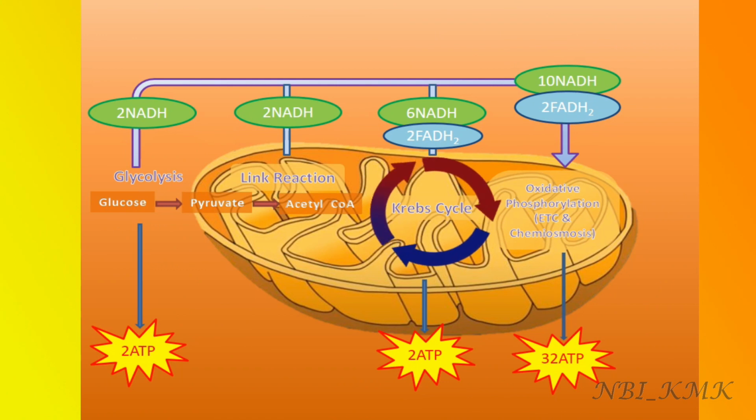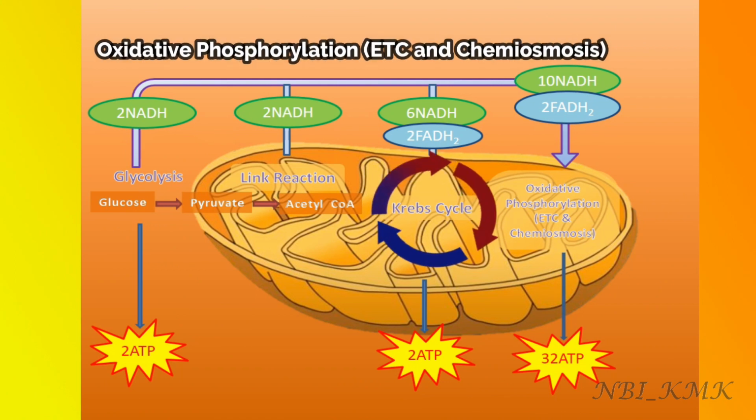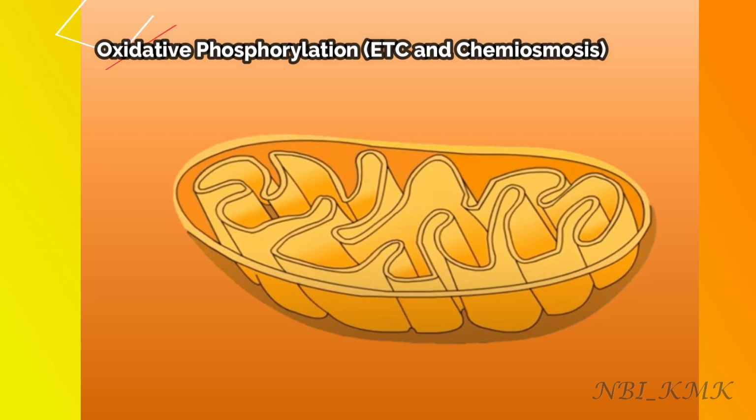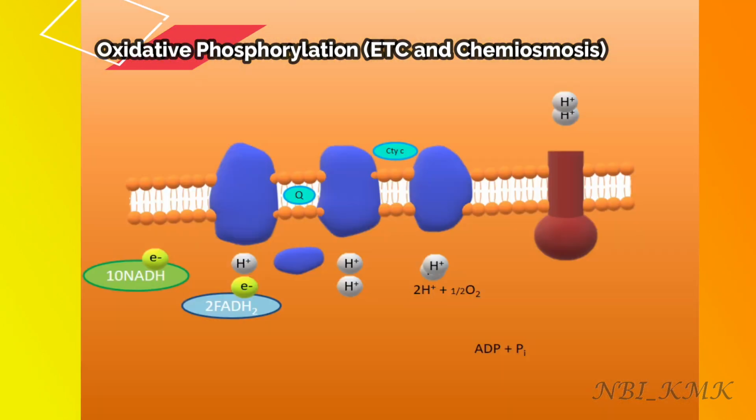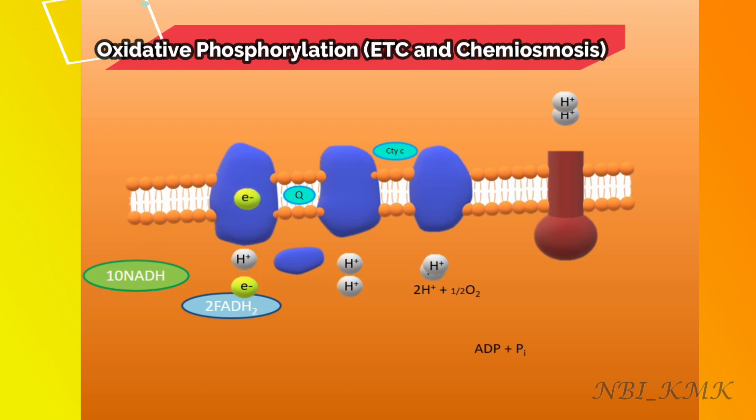The last step of aerobic respiration is oxidative phosphorylation, which involves the ETC, electron transport chain, and chemiosmosis. This process takes place in the inner membrane of mitochondria. All of the NADH and FADH2 will be oxidized and release electrons.